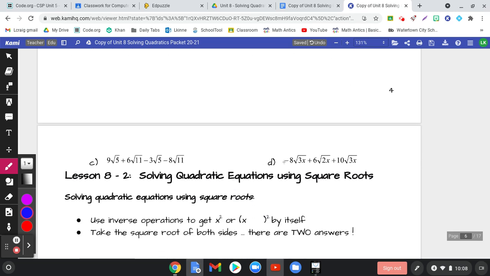Oh, I just noticed these got bumped to the second page. I think, I'm going to look at your packet really quick. Those should be, yes, so those are on page 4 in your packet.